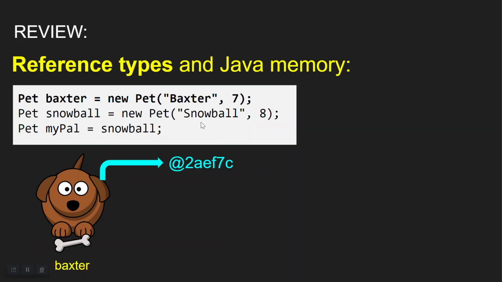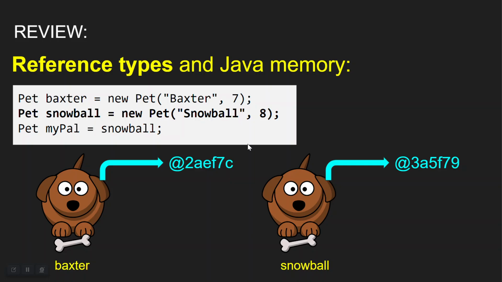Now this next line of code, Pet snowball equals new Pet, snowball and 8. Again, our variable name snowball is a pointer. It is a reference to an area in memory where all of this is being stored. But then remember, if I do Pet myPal equals snowball, what this does is create a new variable of the data type Pet, but it sets it equal to snowball.